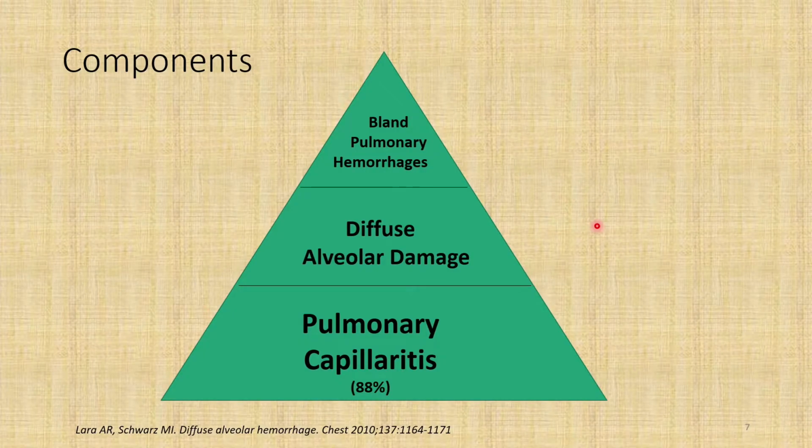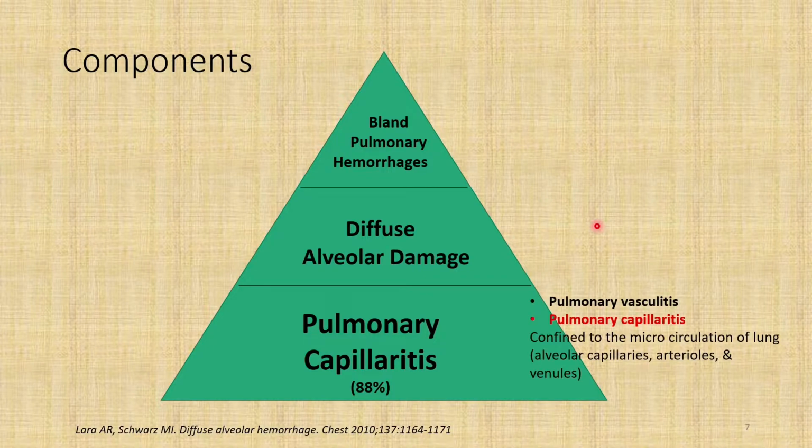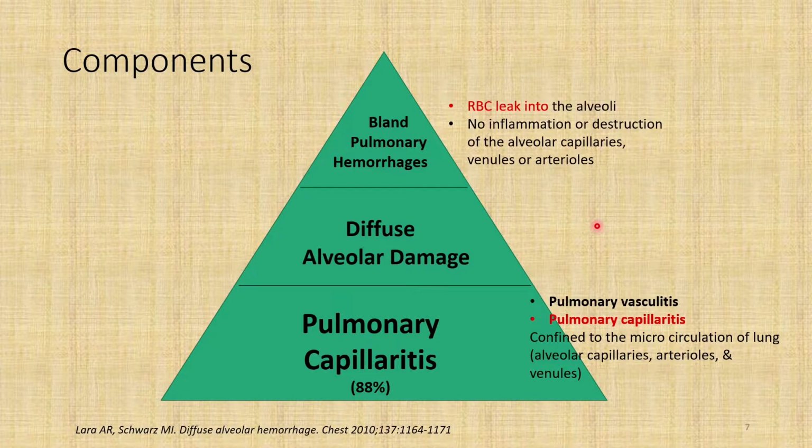So, what are the components of diffuse pulmonary hemorrhage? This comprises three main entities. The main bulk is pulmonary capillaritis, then diffuse alveolar damage, and bland pulmonary hemorrhage. In pulmonary capillaritis, the hallmark of the pathology is inflammation of the microvasculature. And what about bland pulmonary hemorrhage? There's no inflammation, but the RBCs leak into the alveoli.